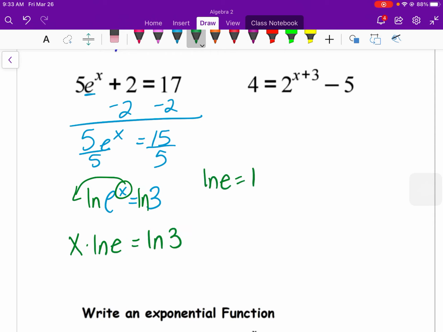Now the ln of e equals 1 because it's base e of e. So x equals the ln of 3. And you could type that in to get an approximation if necessary. But that's the exact answer.